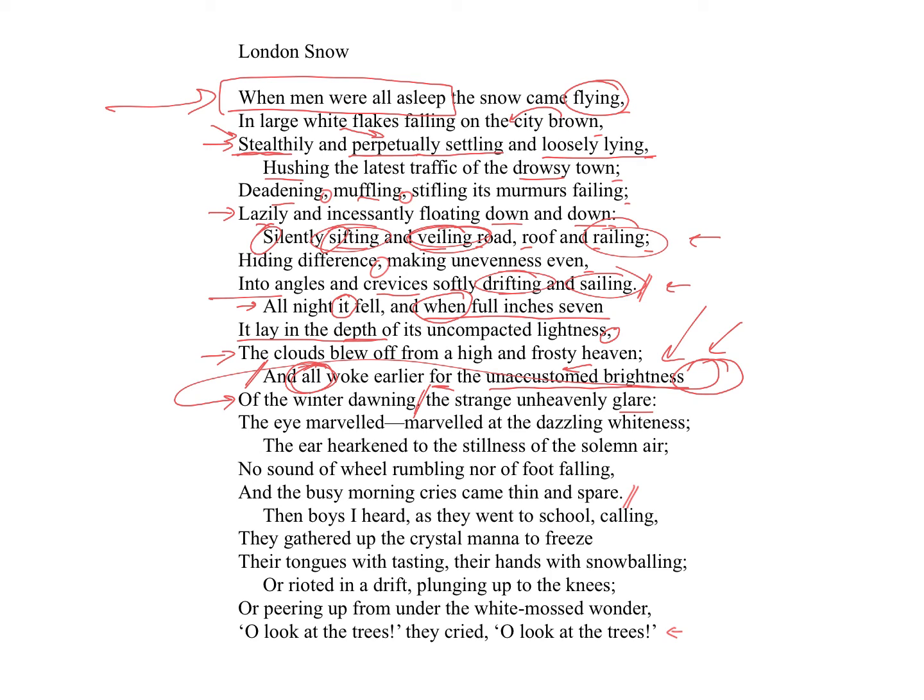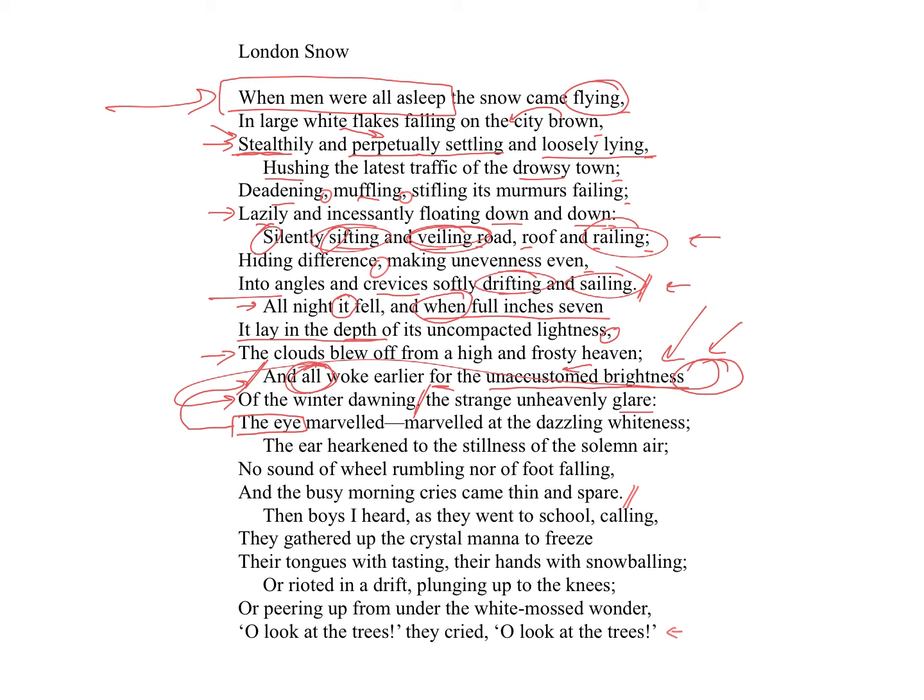And here it's not glare as in glaring at somebody, as in looking at them with your eyes. It's glaring in terms of the kind of brightness coming off it, being reflected off it. The eye marvelled at the dazzling whiteness. So are we taking this as just one eye? Well, I don't think it makes sense to do that. We have to take it as the eyes of all of the men.